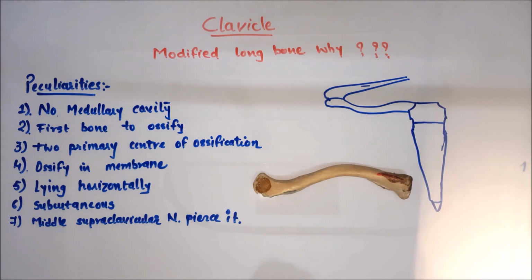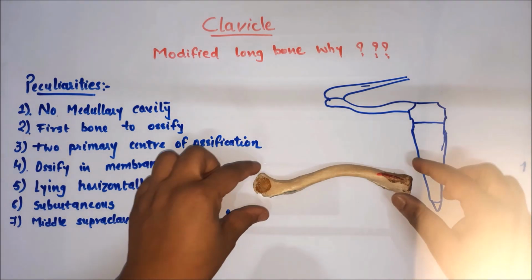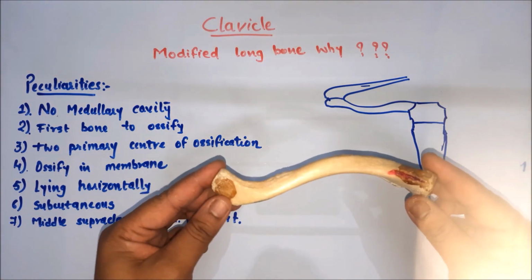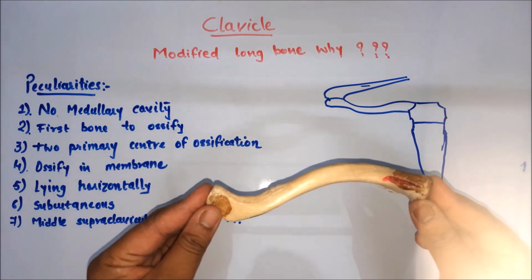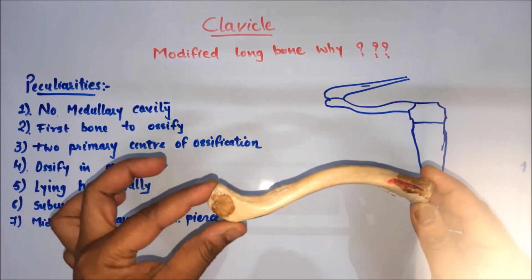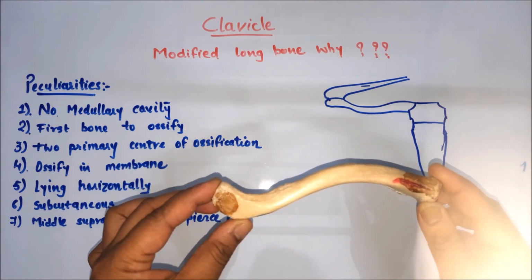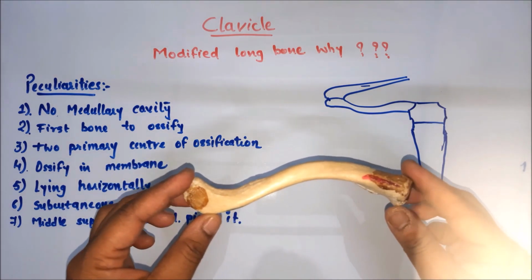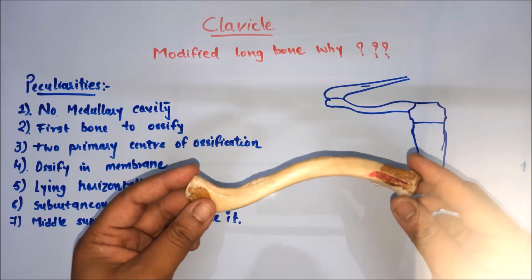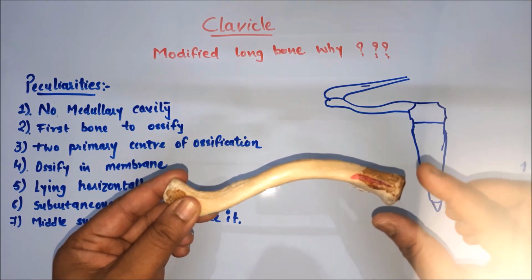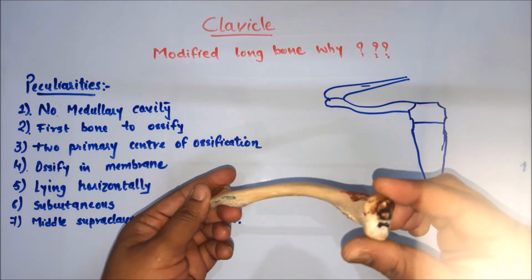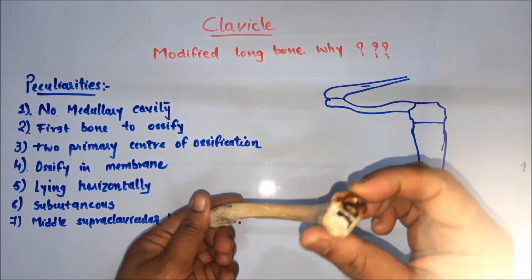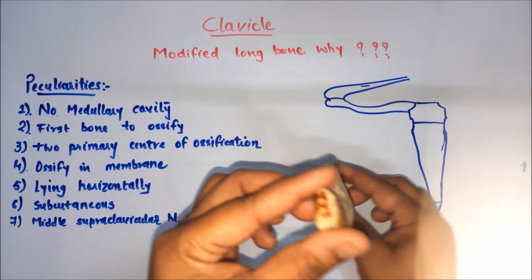Now let us see its features. First let us determine its side. So this is the clavicle bone and you can see it has two ends as it lies horizontally, a medial and a lateral end. So let us first determine the ends of the clavicle. One end is quadrilateral in shape, somewhat rounded and quadrilateral. You can see here.